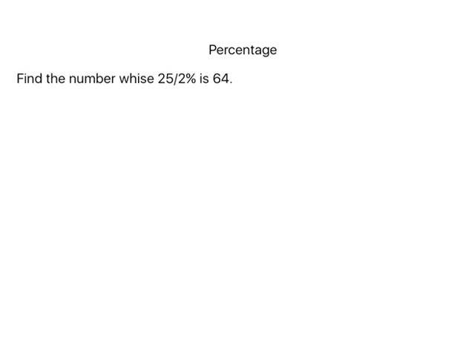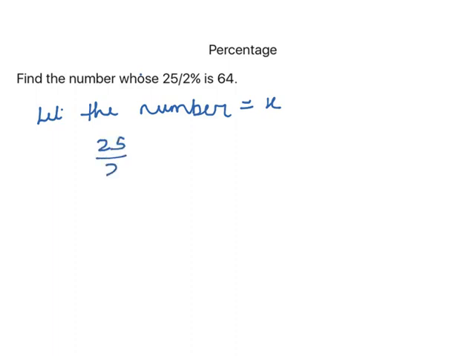Our first example is we have to find a number whose 25 by 2% is 64. To do such a question, as we don't know the number, we will consider that number to be x. It can be any variable; here I am taking it as x. Now the question says the 25 by 2% of the number, which means 25 by 2% of x, they have given as 64.